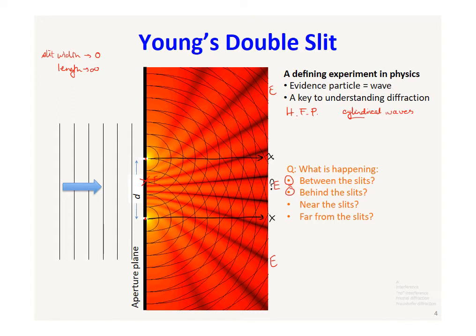Behind the slits, well, nothing's going on. We've just got a plane wave arriving at an absorbing screen. Near the slits and far from the slits, well, we have interference going on in both places. But when we are far from the slits, such as up here, you can see that our cylindrical wavefronts are now almost planar. Whereas if we are very close in to the slits, then they are most definitely cylindrical.